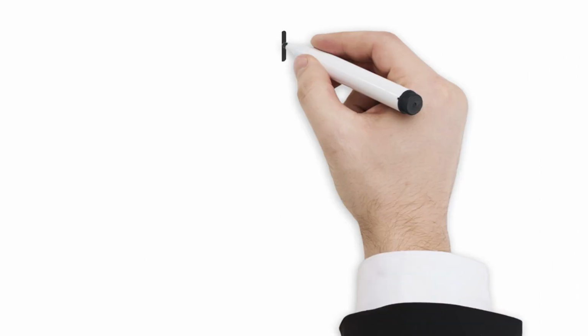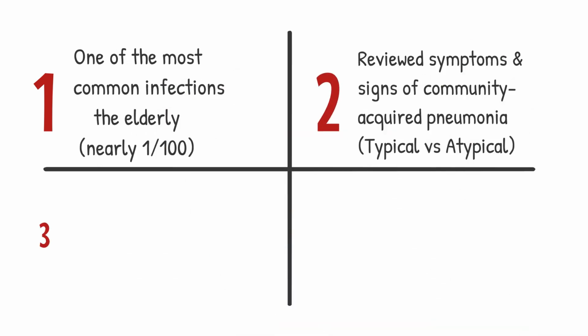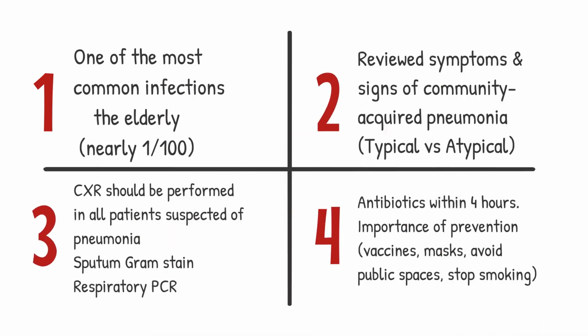Let me offer a final summary of the topic of community-acquired pneumonia. This is one of the most common infections in the elderly, nearly 1 per 100. We reviewed the symptoms and signs of community-acquired pneumonia, emphasizing the diagnosis of typical versus atypical pneumonia. We emphasized that chest x-ray should be performed in all patients suspected of pneumonia. Sputum gram stain is very useful, and there is now a trend toward using a respiratory PCR to make rapid diagnosis. Antibiotics should be started within 4 hours, and I emphasize the importance of preventative measures.